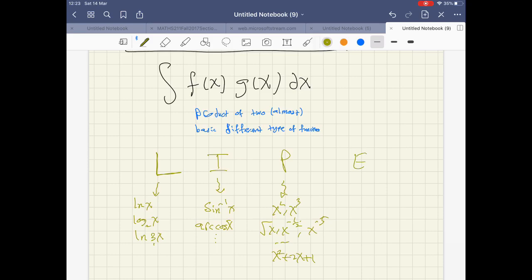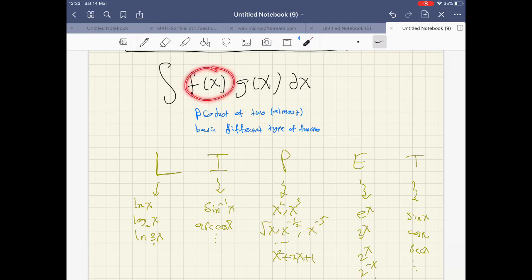We have the exponential functions, which are e^x, 3^x, 2^x, 2^(-x), and so on. And finally, we have the trigonometric functions, which are sine x, cosine x, secant x, and so on. Okay, so we have mainly those five familiar families of functions.